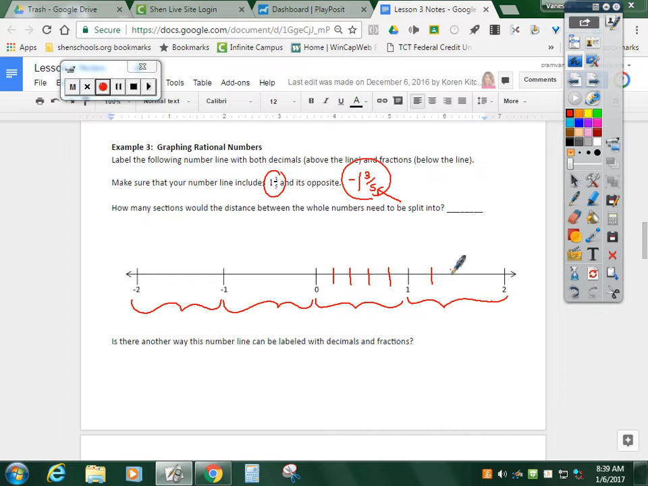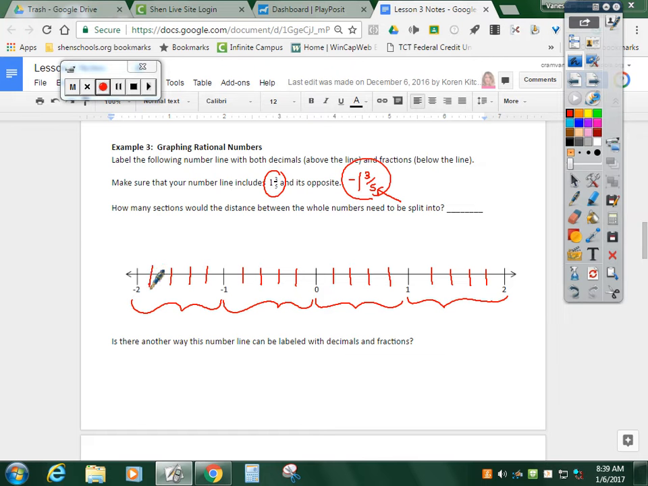I'm going to make 4 lines here. 1, 2, 3, 4, 5. I'm going to make 5 sections here. Ooh, Mrs. Kramer. Yep, I did that right. Okay, always double check my work. And then 4 lines here to make 5 sections.